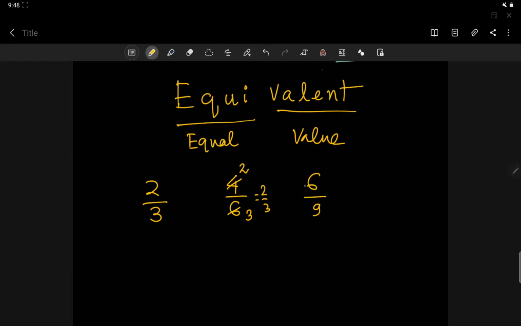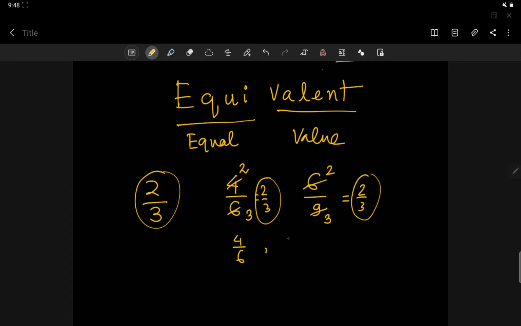6/9, if I divide by 3, it will come 2. If I divide 9 by 3, it also comes 3, so 2/3. You can check, these fractions are the same, but whenever I am writing 4/6, 6/9, they are equivalent fractions. They look different, but their value is the same.